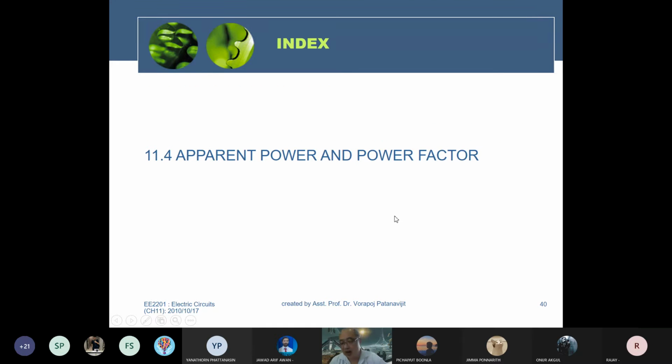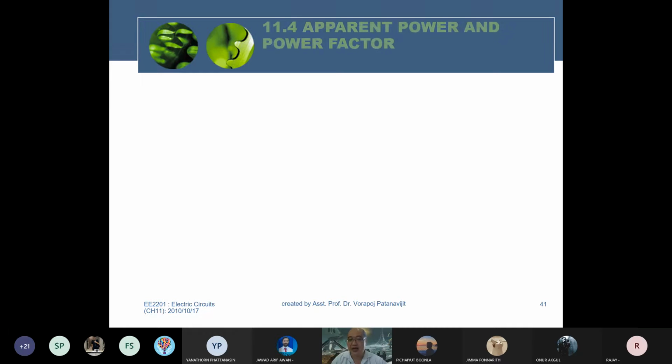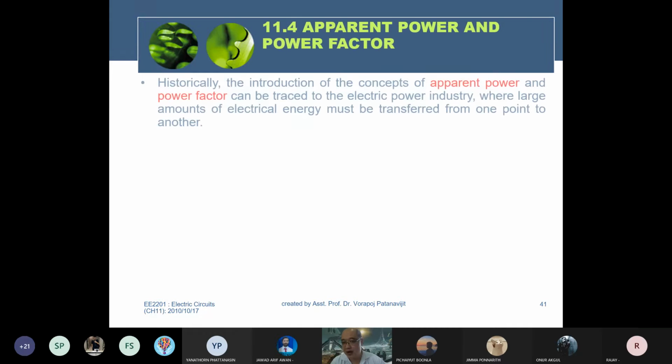Now, you know about the IMS, you know the idea of them, okay? Roughly, we will use them. Next, the next topic is the apparent power and the power factor.